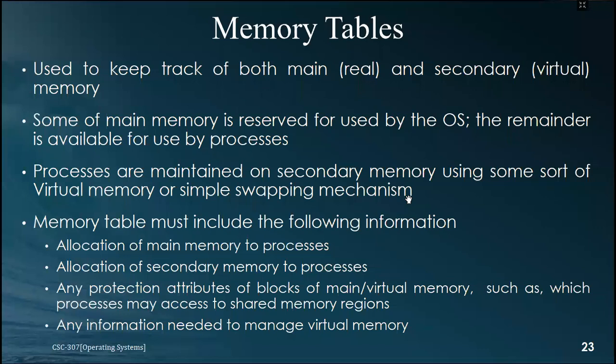Then finally, the memory table must include the following information: allocation of main memory to processes, allocation of secondary memory to processes. So obviously it needs to allocate memory. This is very simple. Then any protection attributes of blocks of main or virtual memory, such as which process may access shared memory regions. This one I will explain a little bit.